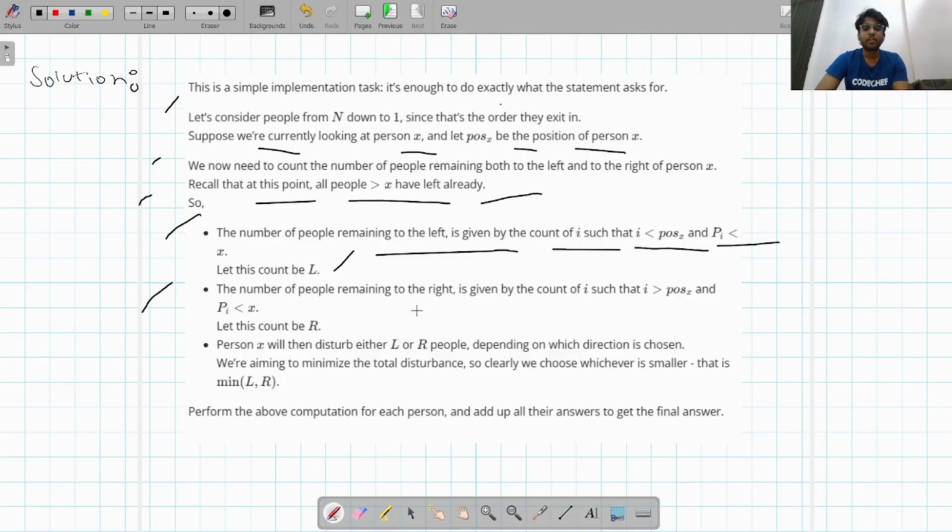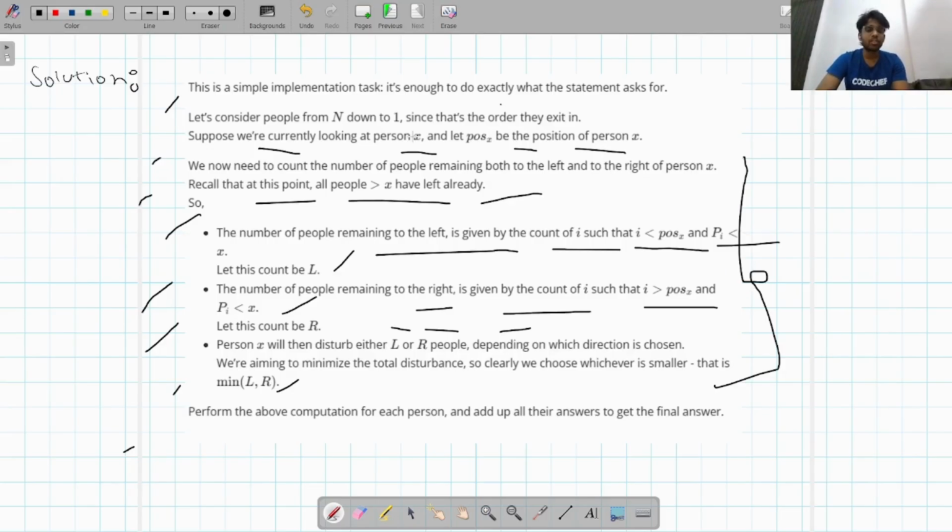The number of people remaining to the right is given by the count of i such that i is greater than pos of x and p of i is less than x. And let this count be R. So person x will then disturb either L or R people depending on which direction is chosen, and we are aiming to minimize the total disturbance. So clearly we choose whichever is smaller, that is minimum of L comma R. We perform this computation for each person and add up to the answer. Simple simulation, and this n square solution will work.